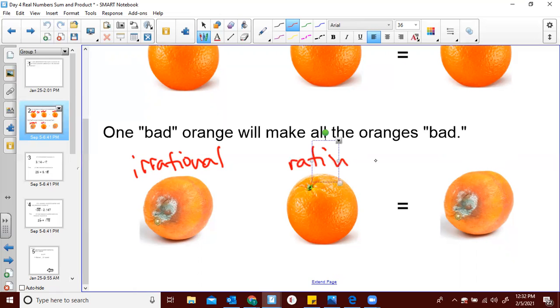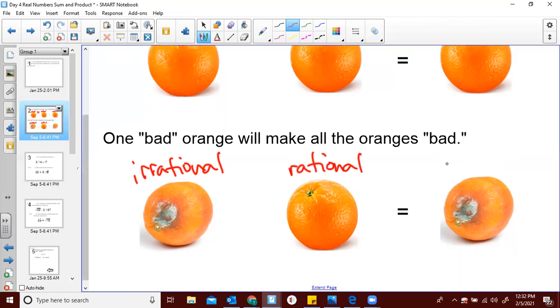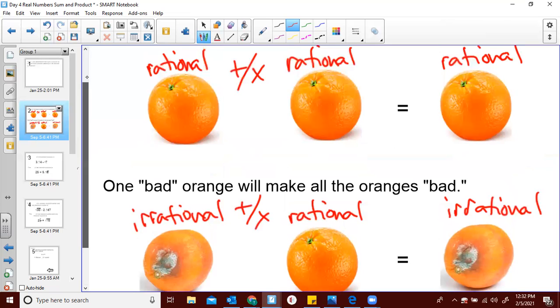They do not like to play nice with others. So when you combine one bad orange or one irrational orange with a good orange or rational orange, we're always going to get an irrational orange, or number, sorry, right? And that's whether we're adding or multiplying. All right, so this is really just the two things that you need to remember today.